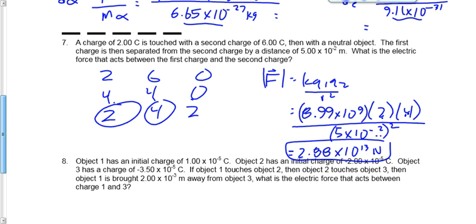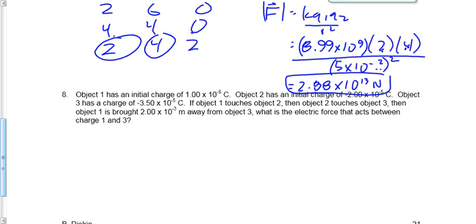Number 8. Object 1 has an initial charge of 1 times 10 to the negative 5. Object 2 is negative 2 times 10 to the minus 5. I'm going to circle that because I'll forget that that's negative.